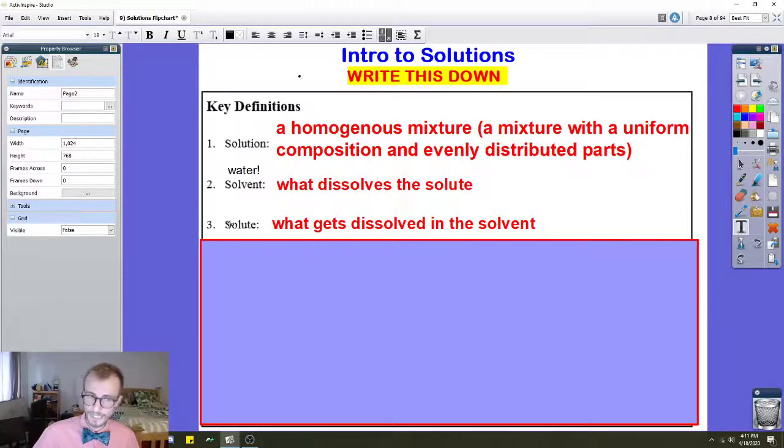And then whatever it is that we are adding, whatever we're trying to get dissolved, is called the solute. So the solvent is the water, and the solute is whatever it is that we're adding. Together, those two things make a solution. Does that make sense?